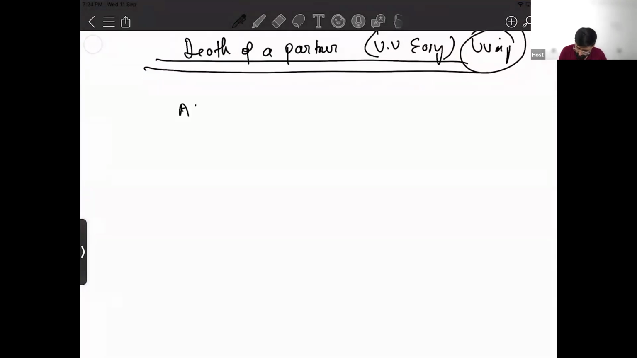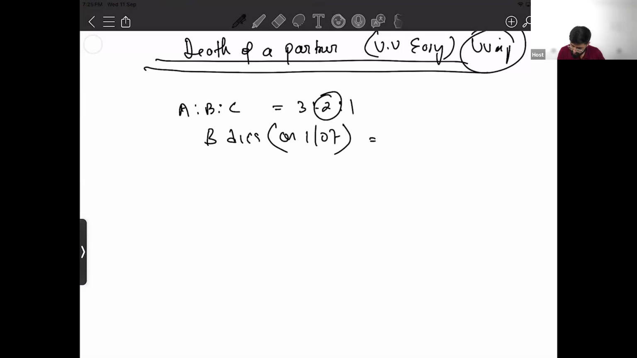Let's assume that there are three partners, A, B, and C, sharing the ratio 3:2:1. Now there is a partner B who dies, let's say on 1st July. So B's share is 2/6. This is the share of B, right?